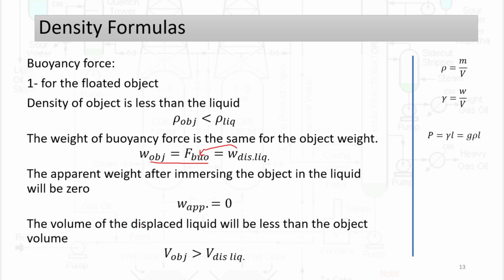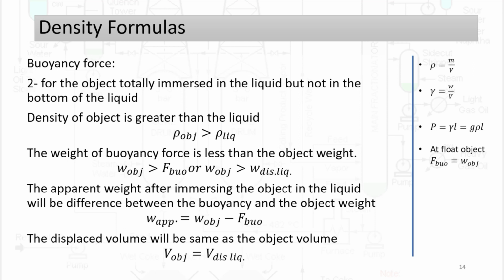The volume of the object will be lower than the volume of the displaced liquid, because it is not totally immersed, simply based on the Archimedes principle. Now, for these floated objects, the density of the object is lower than the liquid, the buoyant force equals the object weight, and the volume of the object will be greater than the displaced liquid.